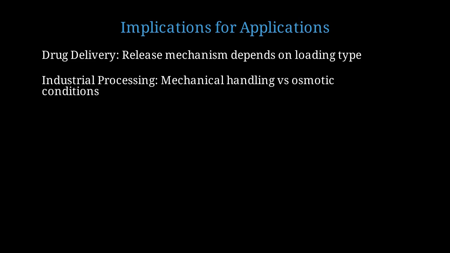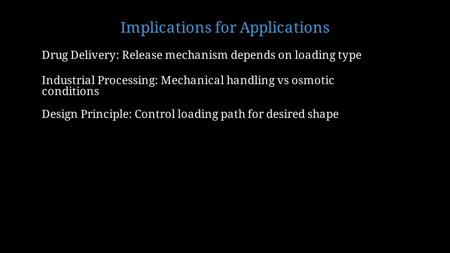This paradox has profound implications for practical applications of microcapsules. In drug delivery, the release mechanism can depend on whether the capsule experiences mechanical or osmotic stress. Different stresses produce different rupture patterns. In industrial processing, capsules may experience mechanical handling or osmotic conditions. Understanding both is essential for preventing premature rupture. A key design principle: you can control the final shape by controlling the loading path, even at the same final pressure.